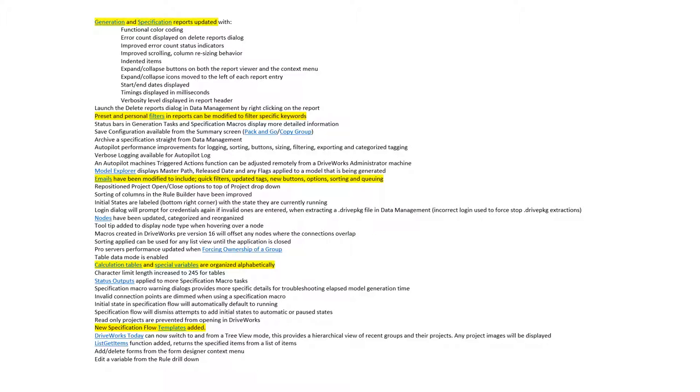And for the calculation tables and special variables, now at least they've made it so that they can be organized alphabetically. This is a great addition in DriveWorks. So now you don't have to scroll down the whole list of special variables. You can just quickly go to the next alphabetical entry that you created. So again, things to make your life easier. They added some templates in there for the new specification flow. So instead of creating from zero, they did add some templates in there. Again, things to make the life of the user easier.